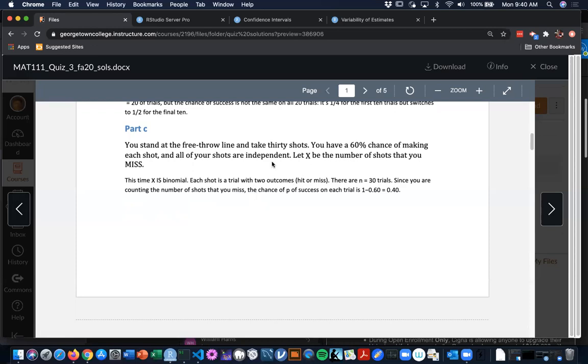They're also okay with the final element of the binomial scenario, because the shots are all independent, so the trials are all independent. This is totally the binomial scenario. This is totally a binomial random variable. There's totally n equals 30 trials. But the chance of success this time is determined by the fact that you're counting how many shots you miss. And so that means you have to think of missing as a success and hitting as a failure. And your chance of success on each trial has got to be 1 minus 60%, or 40%, here.